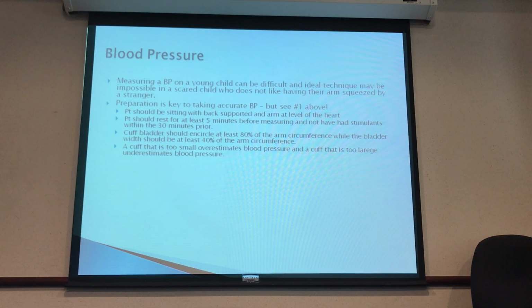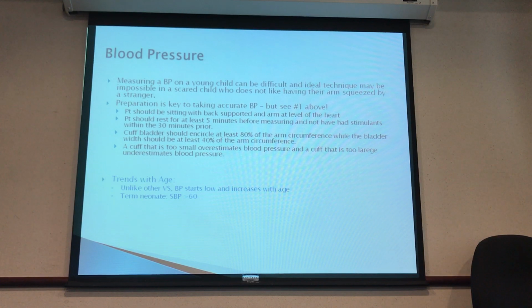A cuff that's too small overestimates the blood pressure, and a cuff that's too large can slightly underestimate the blood pressure. This has a reverse trend to the other vital signs we've talked about, so unlike the others, blood pressures start low and then increase with age.